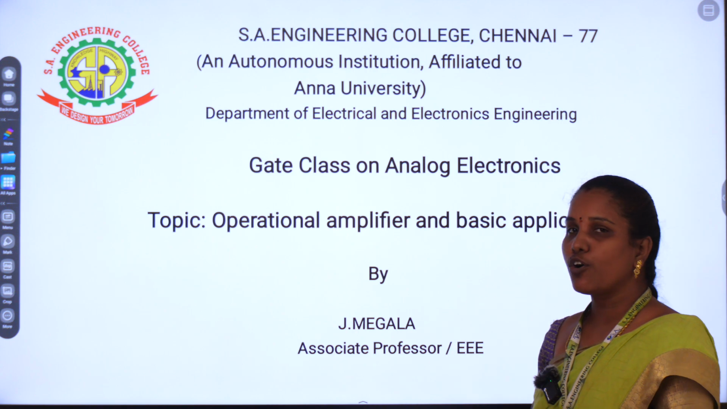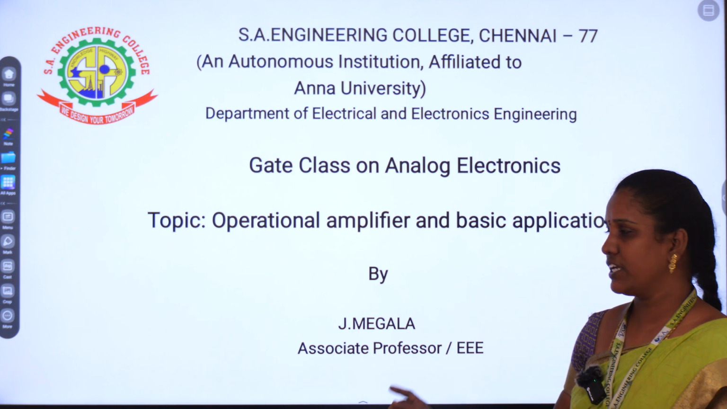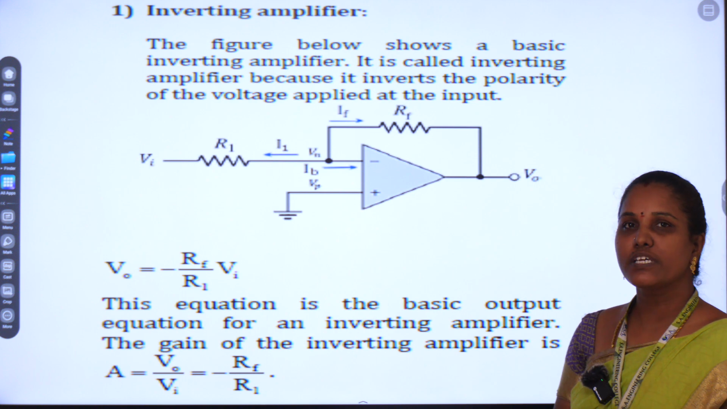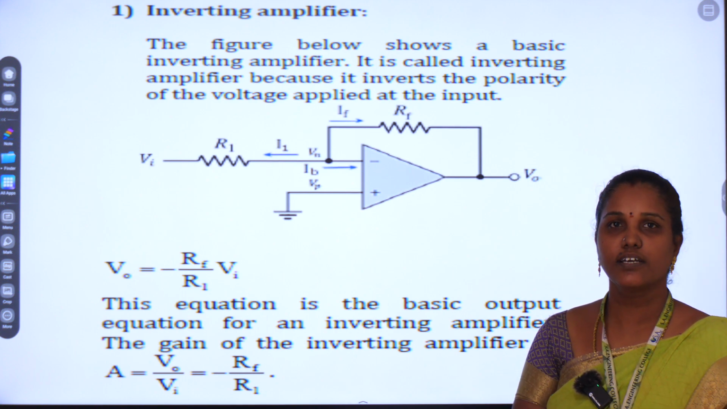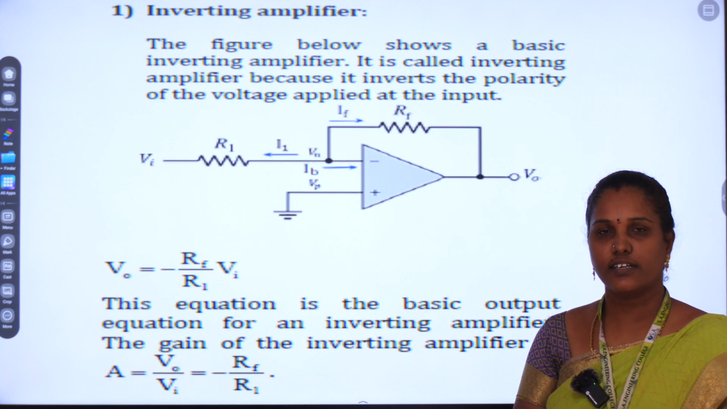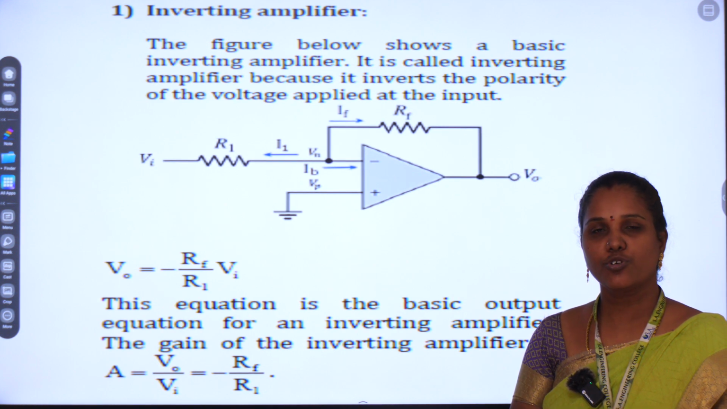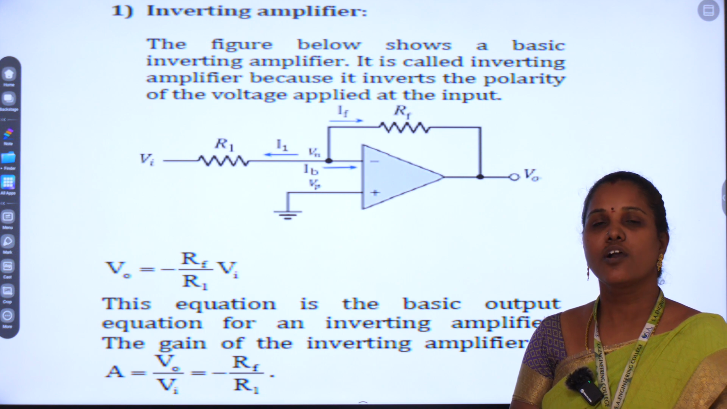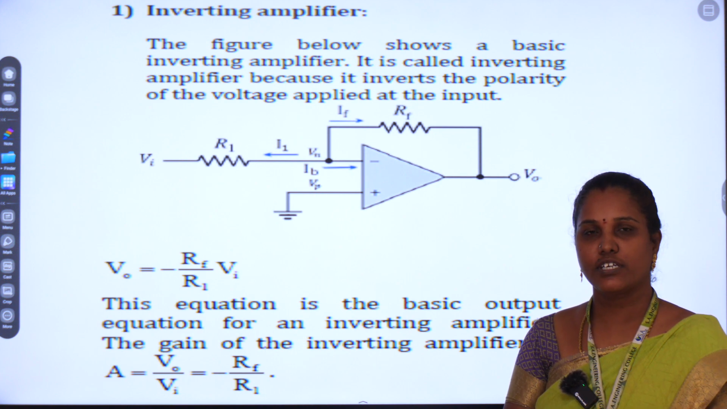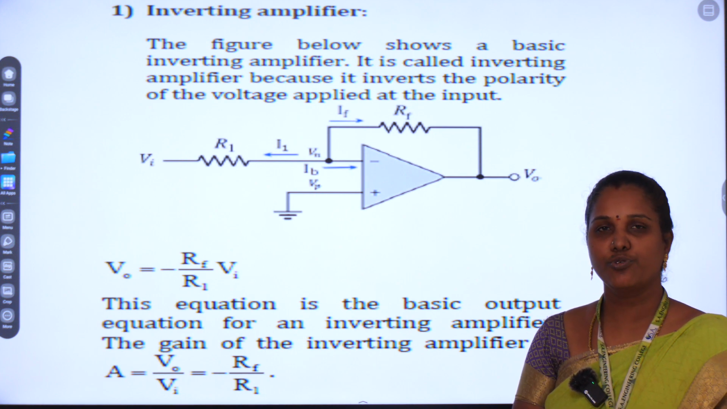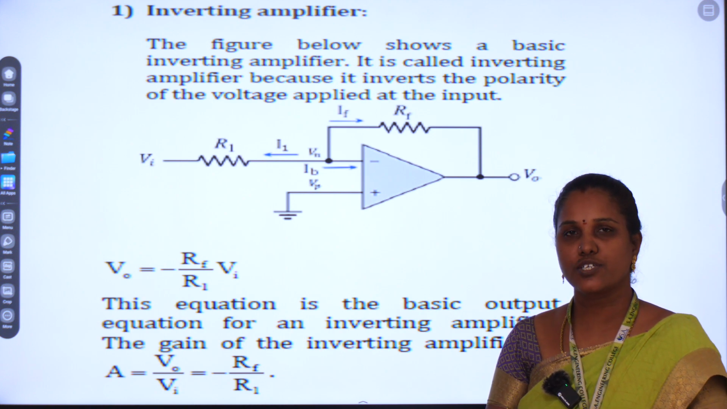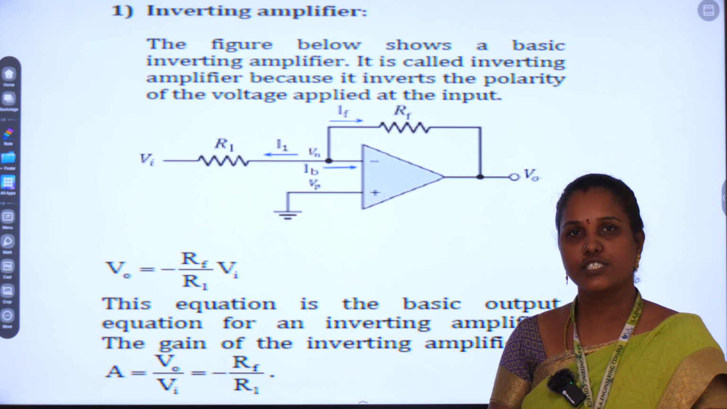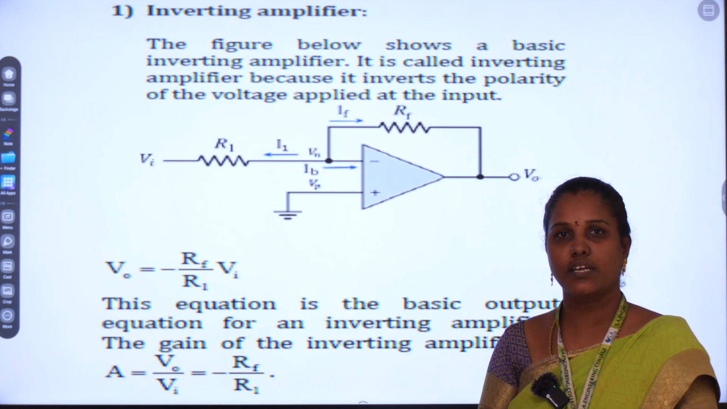So first I will take the operational amplifier and its basic applications. The operational amplifier performs many mathematical operations, as well as different signal wave generators and multivibrators, analog to digital, digital to analog converters, and voltage to current, current to voltage converters. Many applications can be done using the IC 741 operational amplifier. Here we discuss only a few applications. In the next video we will continue with the remaining applications.